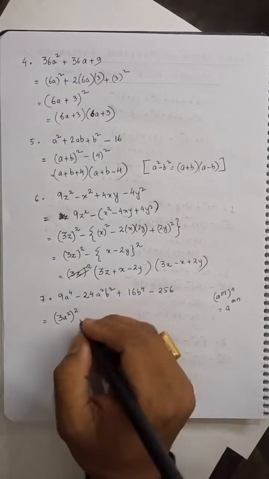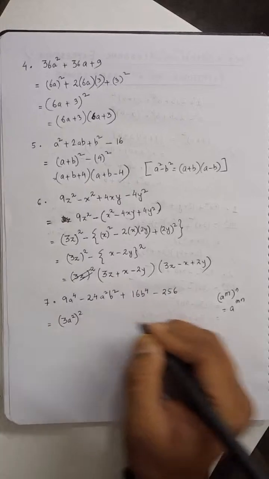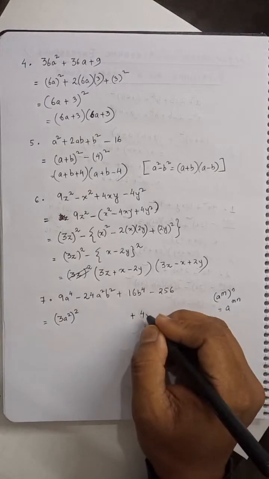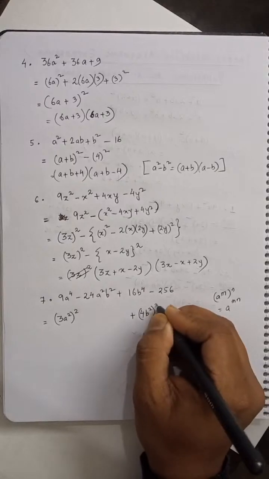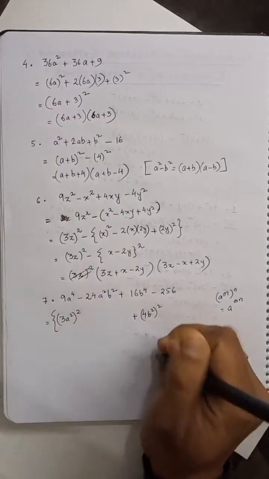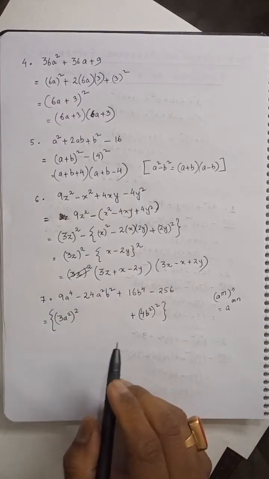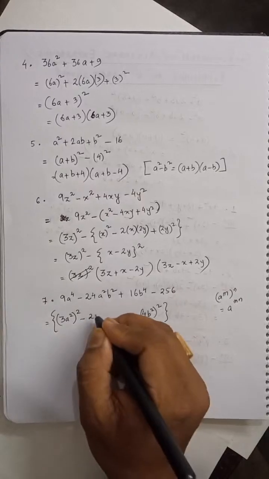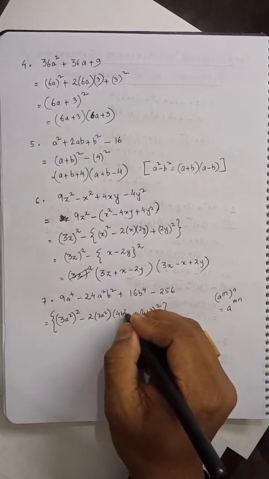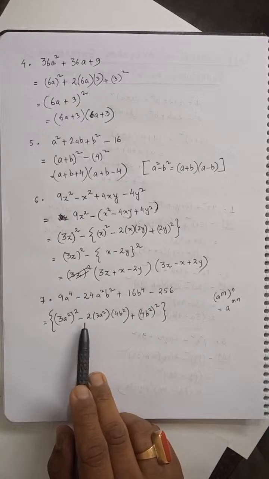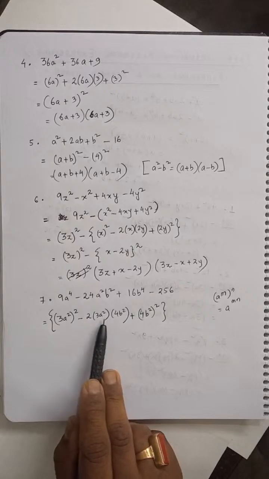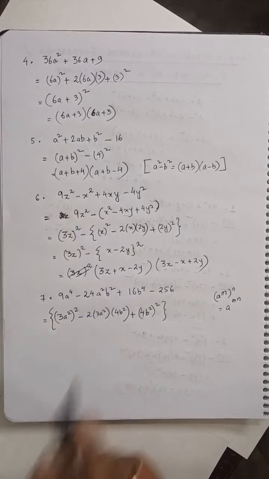Okay, let me put a gap here. 16 is 4, and same way we will write b square whole square. Okay, so we'll put this inside the second bracket or the curly bracket, minus 2 into 3a square 4b square. So we have 2 into 3a square into 4b square. We can cross check. 2 into 3 is 6, 6 into 4 is 24, a square and b square, right?